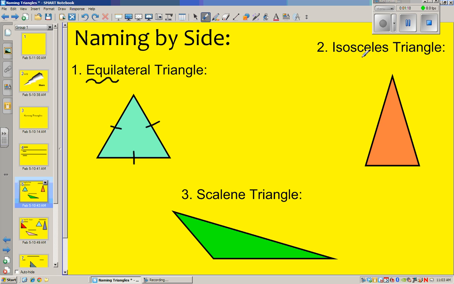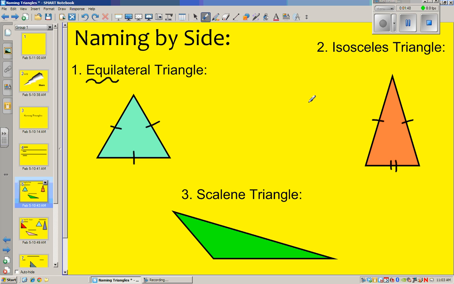The second kind of triangle is an isosceles triangle. An isosceles triangle has two sides, and only two sides, that are the same length. So if I were to use tick marks, I'd put one tick mark here, and then two tick marks here, indicating that this side is not the same as these two, but these are the same because they have the same tick mark.